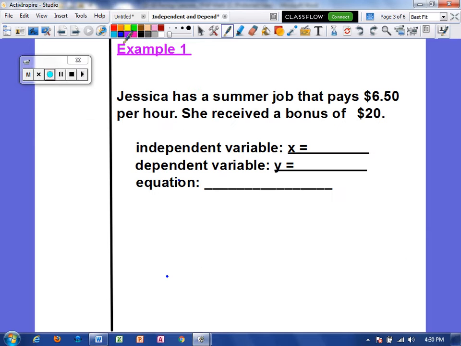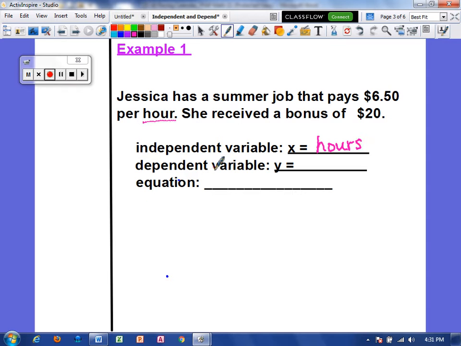Alright, so let's do an example together. Jessica has a summer job that pays $6.50 per hour. She received a bonus of $20. So the independent variable, that's going to affect the end result. That's going to be the x value, and we can also think of that as what we don't know in the problem. And we don't know the number of hours. So our independent variable is going to be the number of hours that she worked.